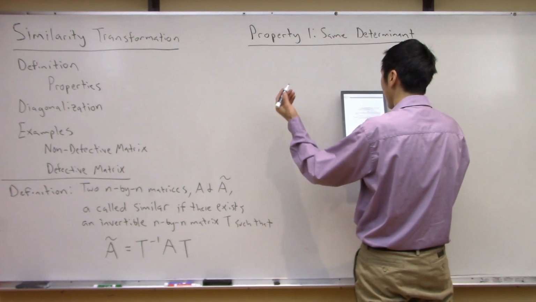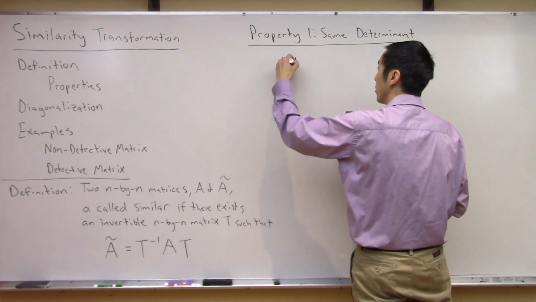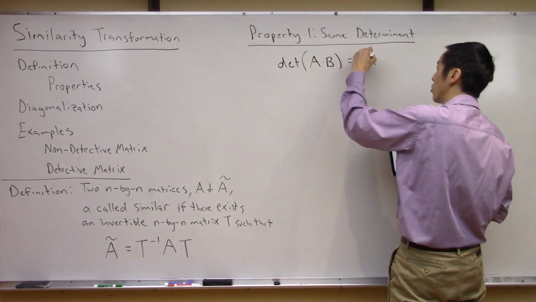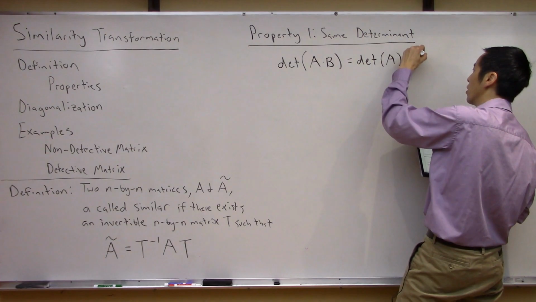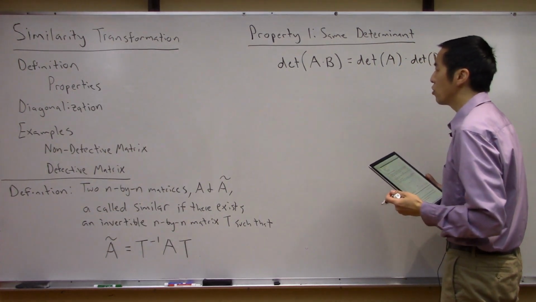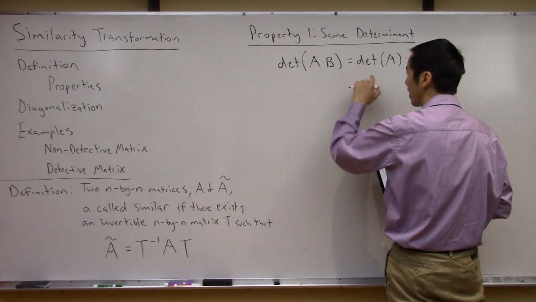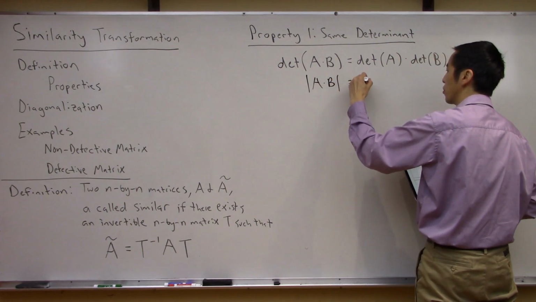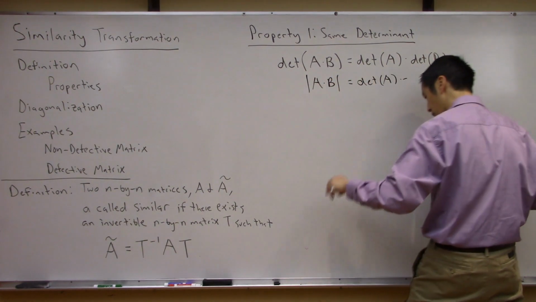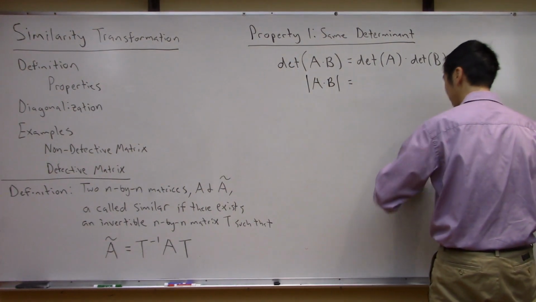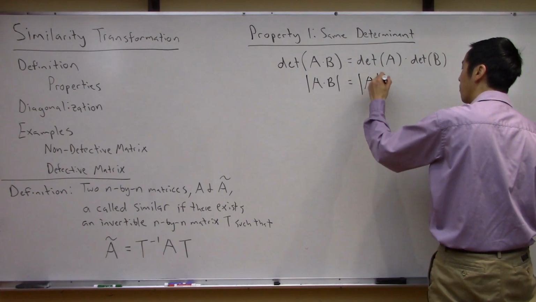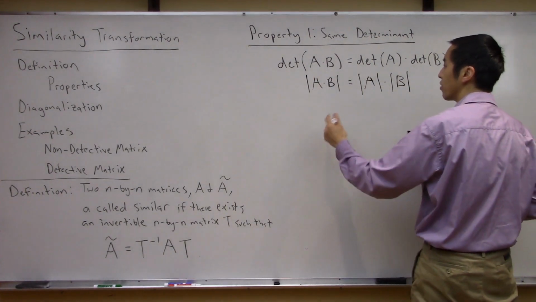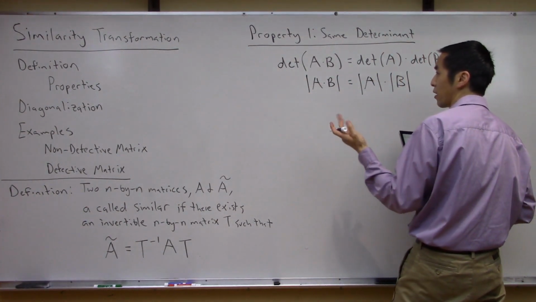You feel free to verify this if you'd like, but if you recall, the determinant of a product, let's say A times B, is the same thing as the determinant of A times the determinant of B. We're going to make use of this. In order to avoid writing det all over the place, I'm going to use this bar notation to represent a determinant. So let's recall this; this is one property of determinants that we're going to use.